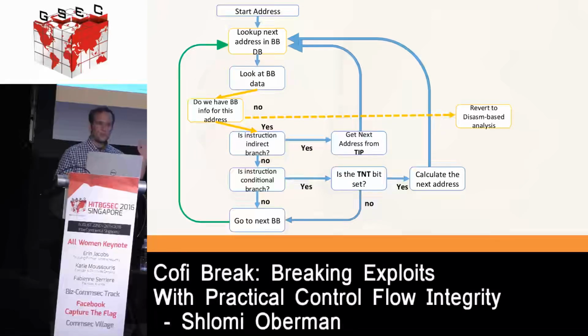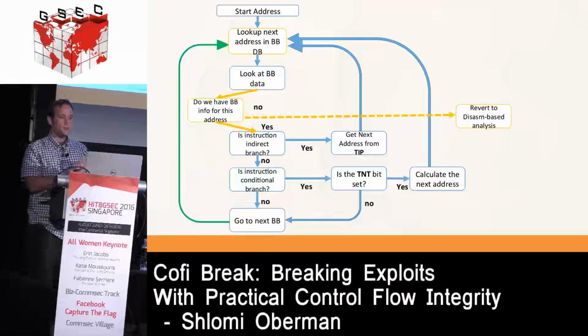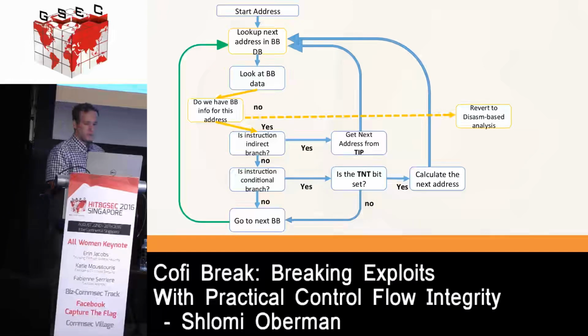So this is what the analysis now looks like. Everything you see in orange has been added since the last analysis. We take the start address. We look for our next address in our basic block database, or in our basic block graph. We analyze it. And if we have basic block information for this address, we continue as before. Is the last instruction of this basic block an indirect branch, right? So we're only dealing with the last instruction of every basic block.